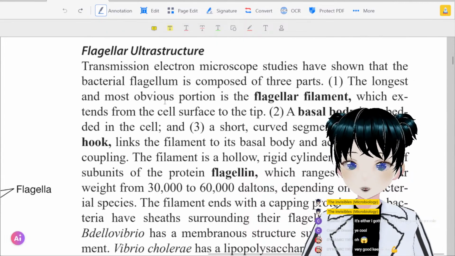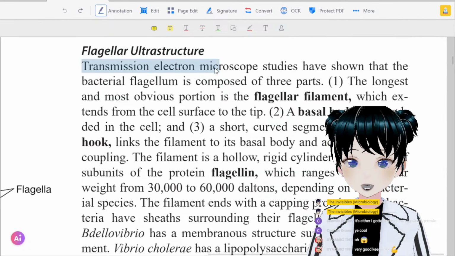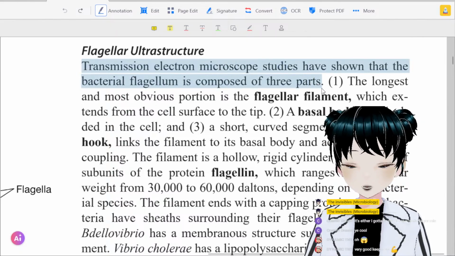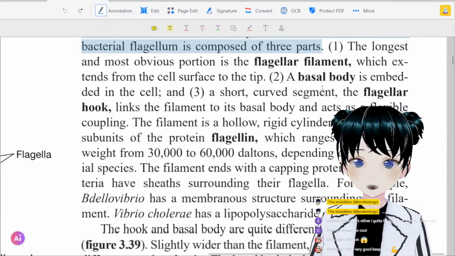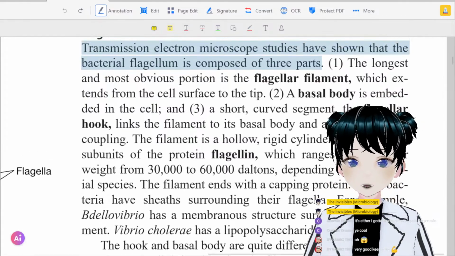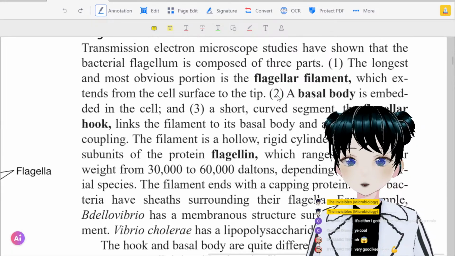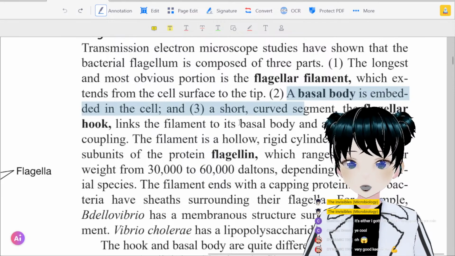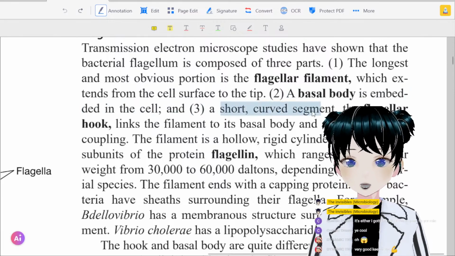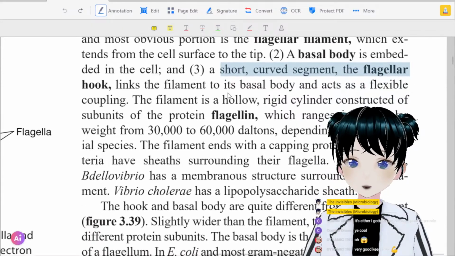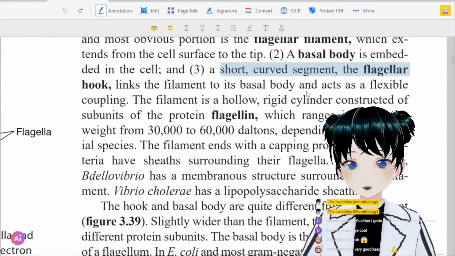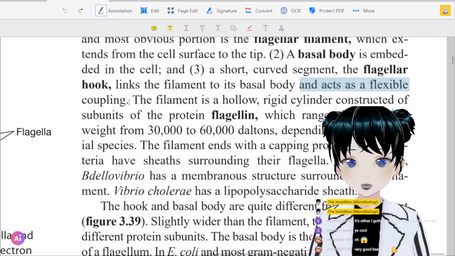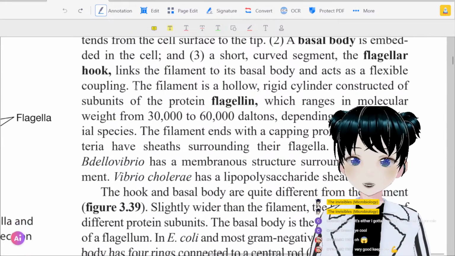Now, flagellar ultrastructures. Ultrastructures means we study under the electron microscope, especially the transmission electron microscope, because it shows the structure very clearly. It has shown that the bacterial flagellum is composed of three parts. The longest and most obvious portion is the flagellar filament, which extends from the cell surface to the tip, and then a basal body is embedded in the cell. It is inside the cell, and a short curved segment, the flagellar hook, links the filament to its basal body as a flexible coupling. I already showed you in the diagram, so we just read it.